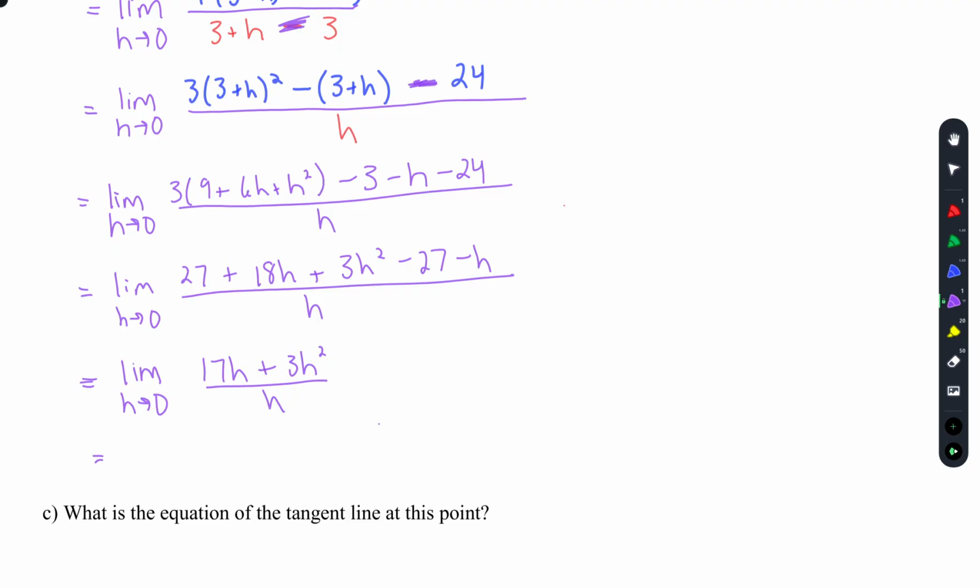All right, and the h's divide out. Okay, cool. And limit as h approaches 0. So what do I get? 17 plus 3h. Whew. Okay, then grand finale, plug 0 in. So what do we get? 17. Hallelujah. So we got slope of the tangent line is 17.